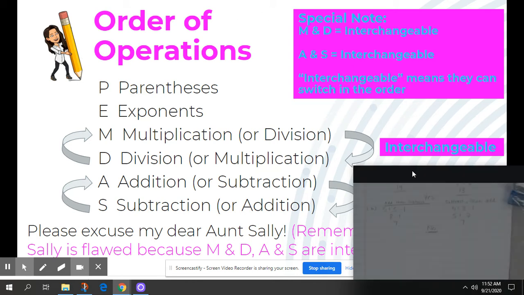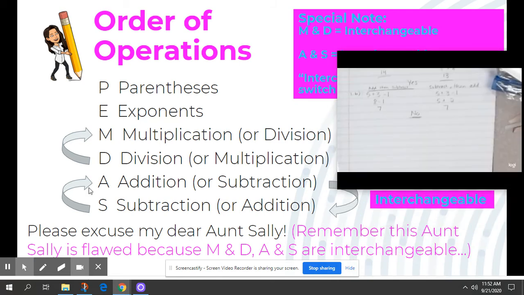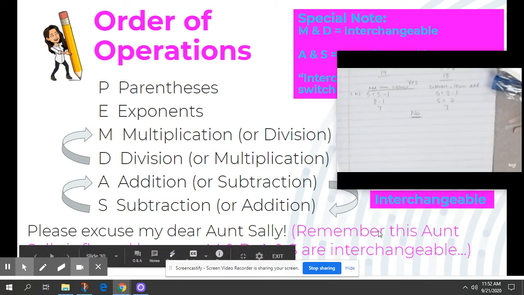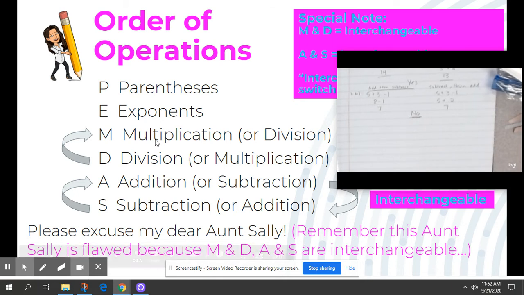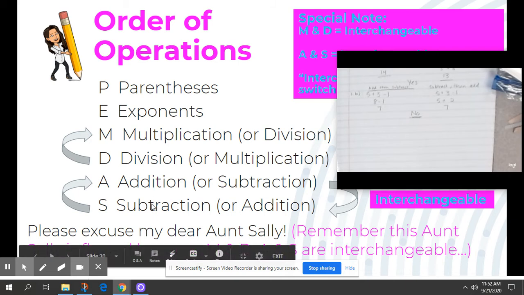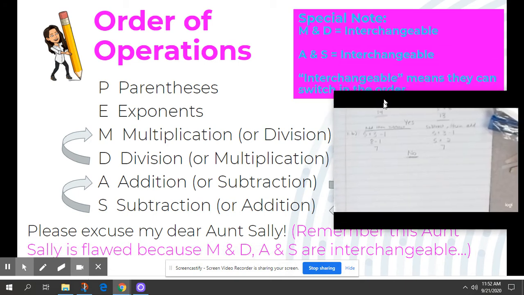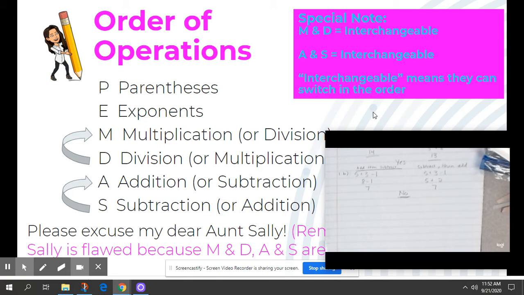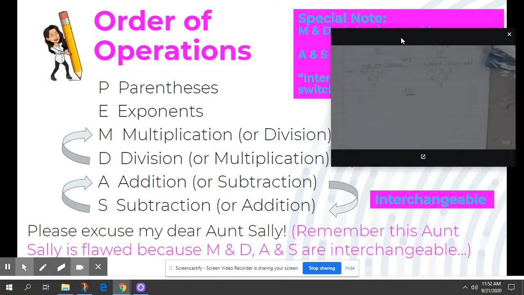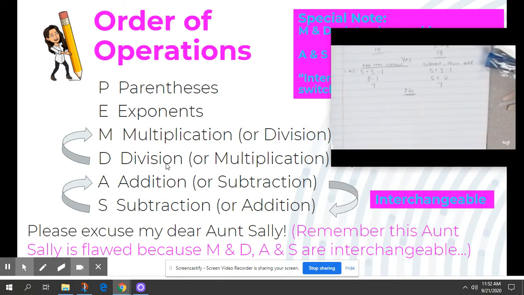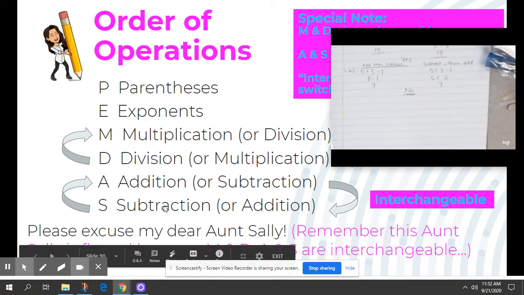So the order of operations, we have PEMDAS. Please excuse my dear Aunt Sally. Remember that this is interchangeable. Multiplication and division are interchangeable, and addition and subtraction are interchangeable. What interchangeable means is you can switch the order. So if division comes first, you can do the division when going from left to right. If subtraction comes first from left to right, you could do subtraction. So these two can switch around.